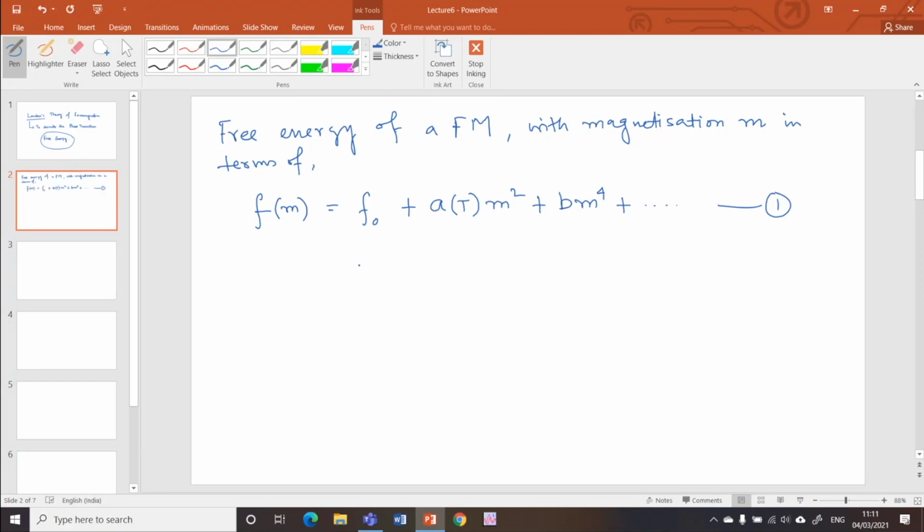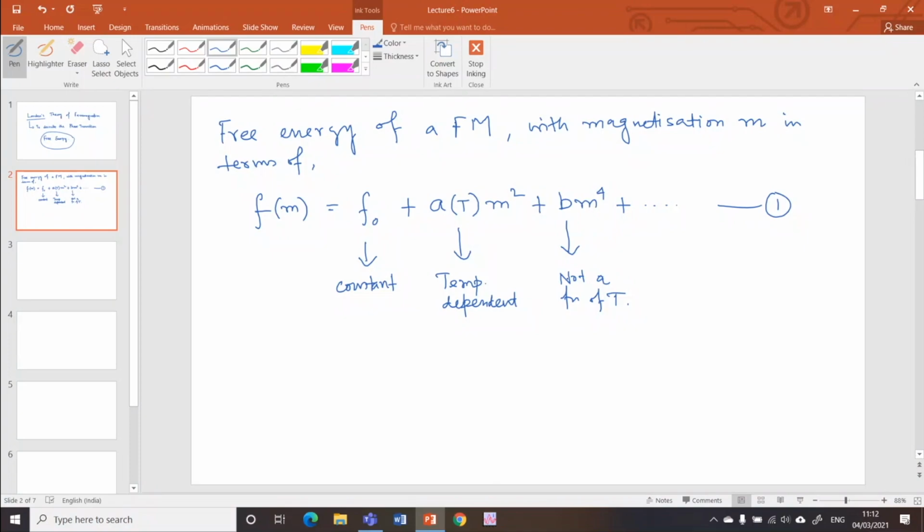Okay, any question on this? So this F0 is a constant term, and this coefficient A(T) is temperature dependent. This one, B, is not a function of temperature. Okay, so I am hoping that most of you have studied this thing already, so that's why I am not getting into too much detail, but I hope that you have understood whatever is written so far, right?